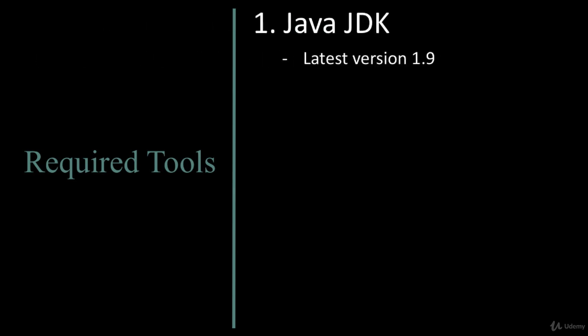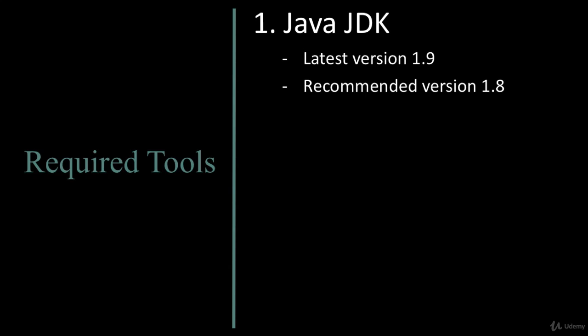Before creating our application, we need a couple of tools. The first tool that we need is Java JDK. The latest version is 1.9, but if you have installed a previous version, which is 1.8, then it is completely okay because we are not using any specific features of 1.9. So if you are using the older versions, then it is completely okay.